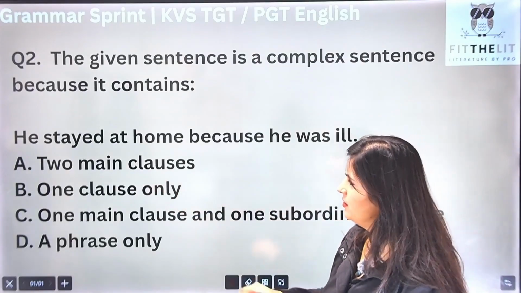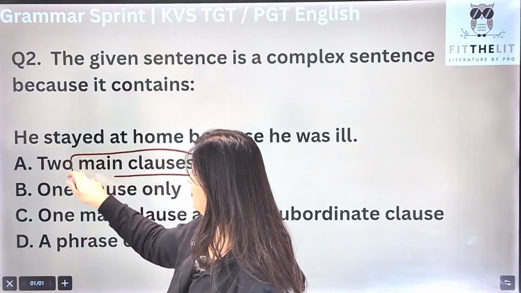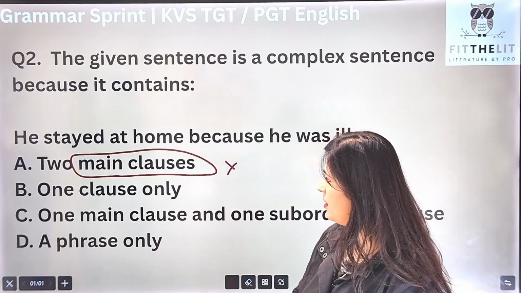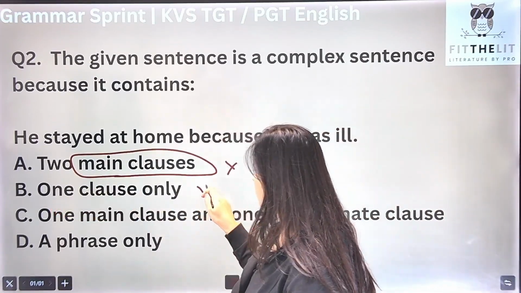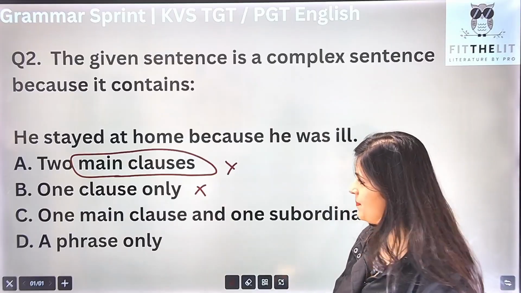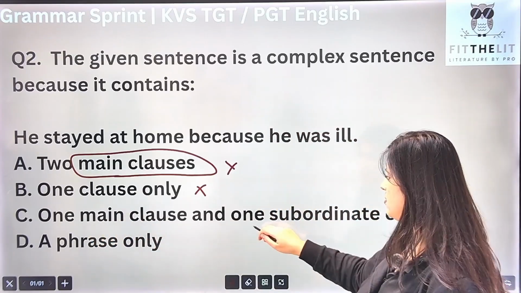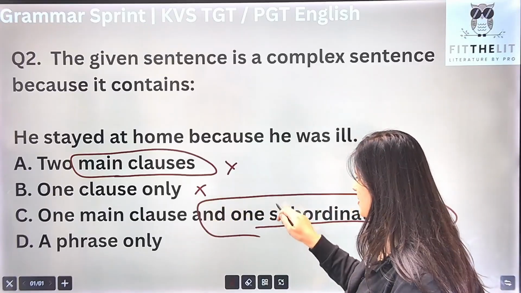Two main clauses होते हैं क्या? Two main clauses होते हैं complex में? No. One clause only? No. Again, वो तो simple sentence होता है. One main clause and one subordinate clause. Yes, this is the correct answer.